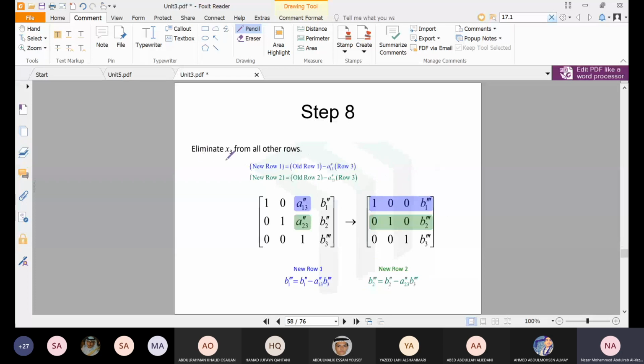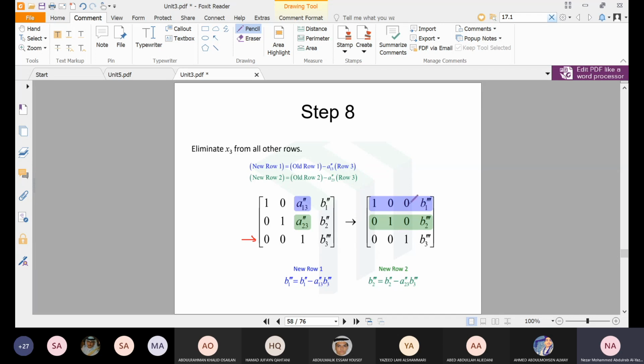This is the elimination for x3. From all the other rows, we can see here, for example, row number 1 equals row number 1 minus this coefficient multiplied by row number 3, because this is the pivot that we use for elimination. And row number 2 equals the old row number 2 minus this coefficient, the one that we want to cancel, multiplied by R3.